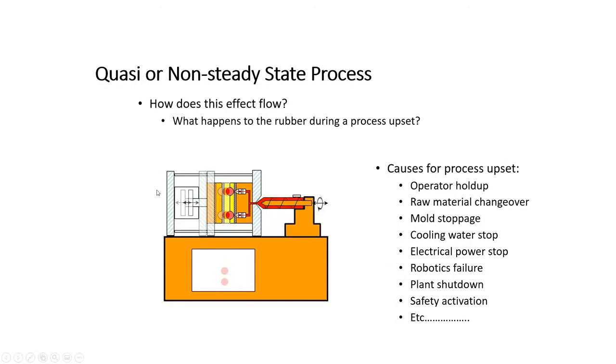So going back to this quasi or non-steady state process, we have to understand that flow is not continuous, and that this affects flow. And what happens to the rubber during that process upset, and what are process upsets? There's operator holdups, there's raw material changeovers, there's mold stoppages, cooling water stoppages, electrical power stoppages, go on and on and on.